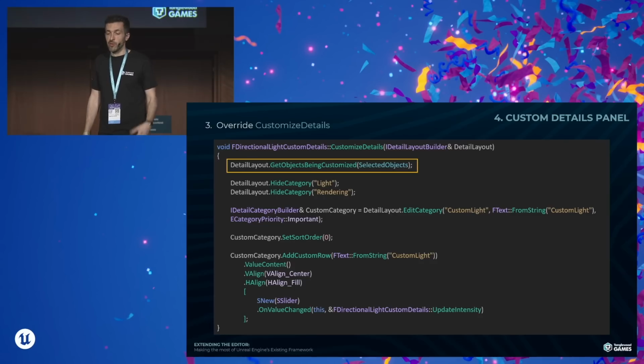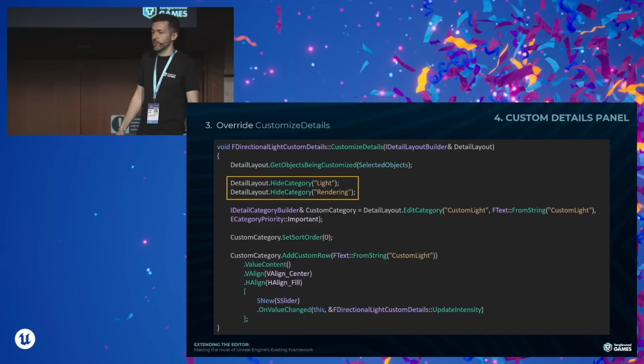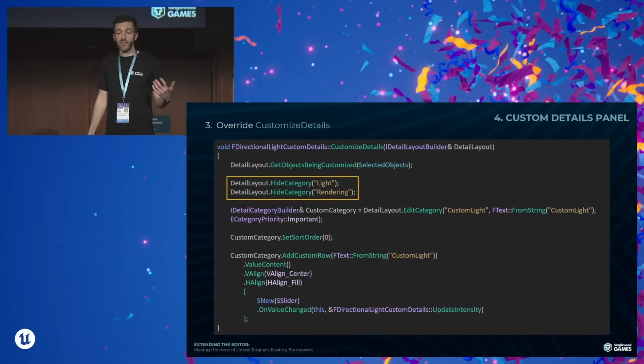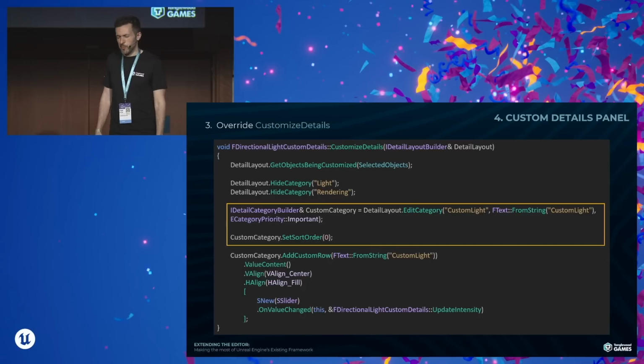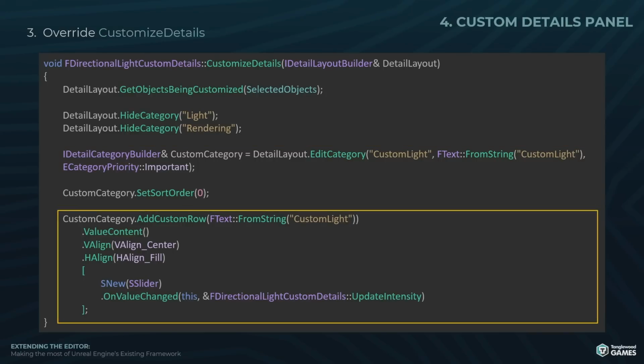That detail layout is going to give us access to the objects that we're actually editing. So we are saving them so we can use them outside of the function. We can hide any categories that we don't consider relevant. And here we are adding a new category and setting it to the top of the list. From there, you can just use any Slate to add some extra elements.